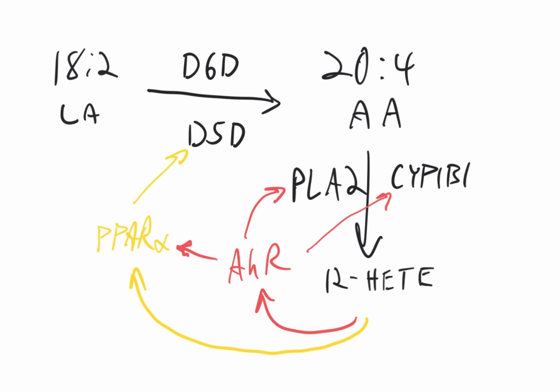When you see that in heart disease, remember I showed you that if you have the more active version of D6D, you're more likely to have heart disease, and that is because it's contributing to this positive feedback loop. And if you have more D6D, you're going to have more 12 HETE, you're going to have more PPAR alpha.